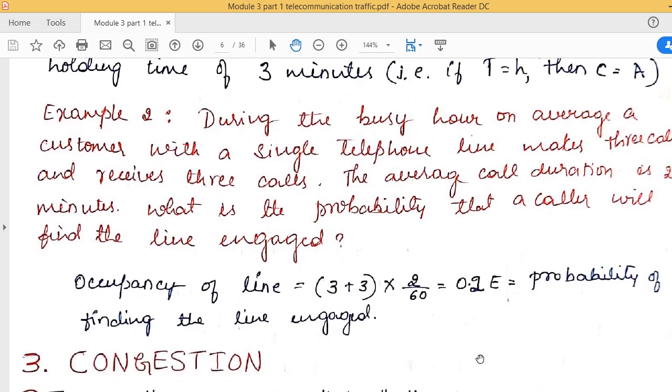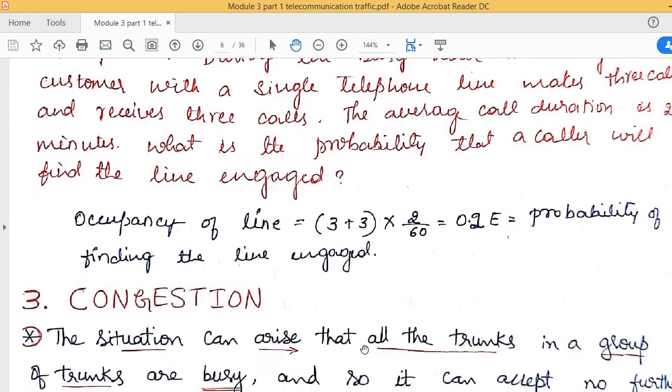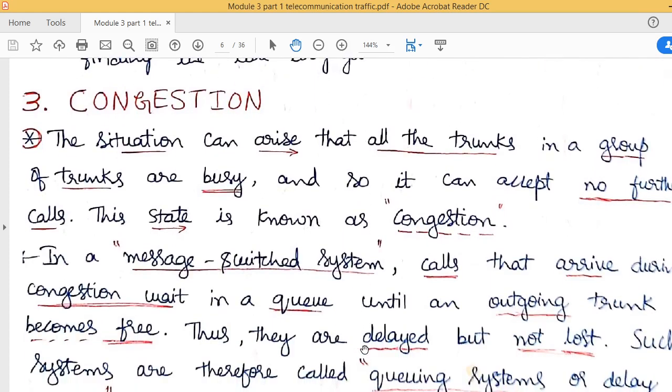So now let us deal with another important topic called congestion. What do you mean by congestion? When we are dealing with traffic, a situation can arise in which all the trunks in a group of trunks are busy, and so it can accept no further calls. This state is known as congestion.